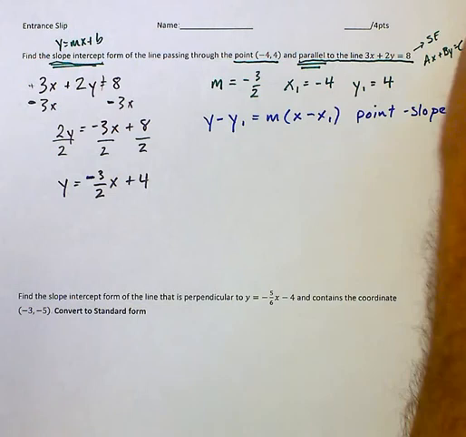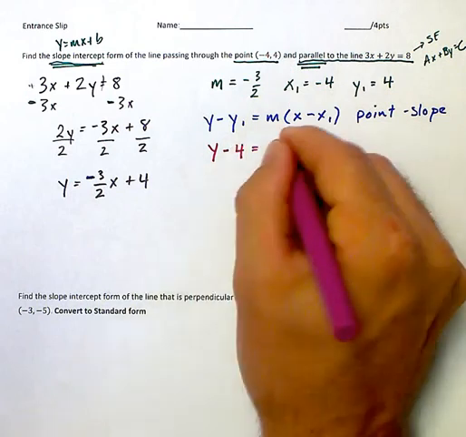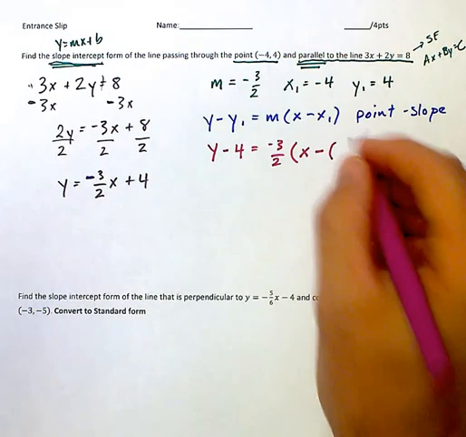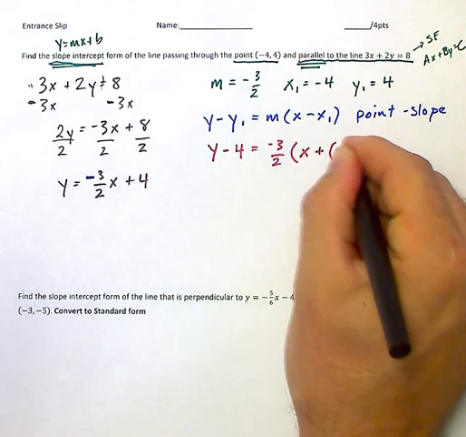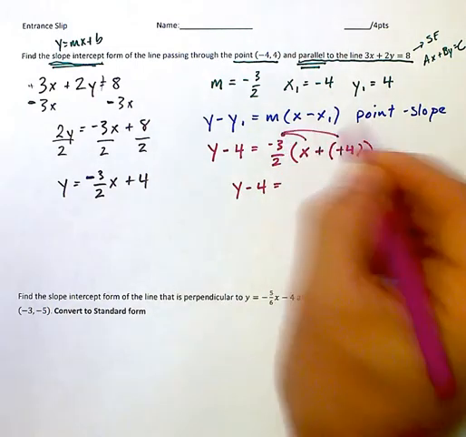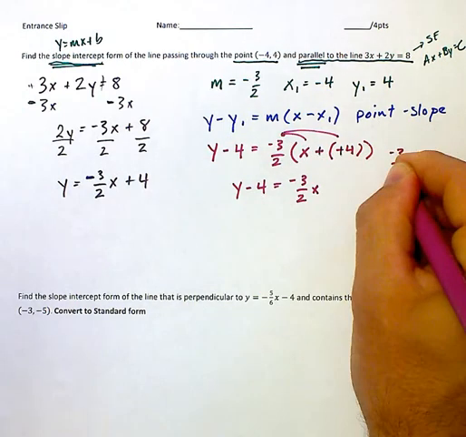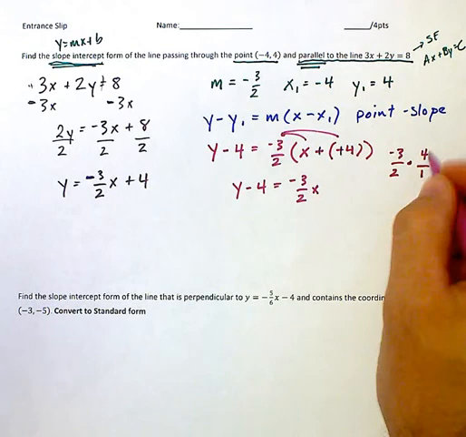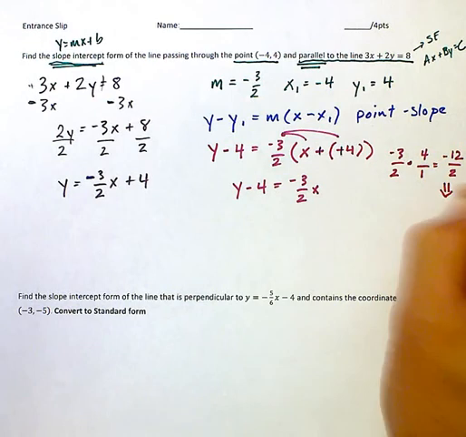So I can fill in y minus my y1, which is 4, equals my matching slope of negative 3 over 2, x minus, now be careful here, your x1 is a negative 4, so it becomes plus 4. And what that does for me is actually changes this to a positive. So we get y minus 4 is equal to, I'm going to distribute the negative 3 over 2 times x plus 4. Negative 3 over 2 times basically 4 over 1, because I'm multiplying by the 4, gives me negative 12 over 2, which gives me 12 divided by 2, negative 6.